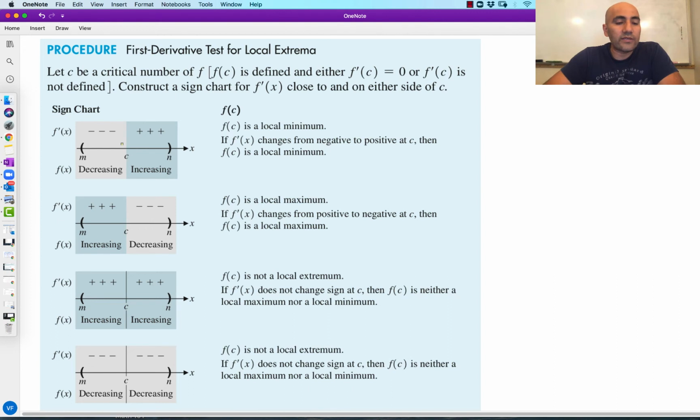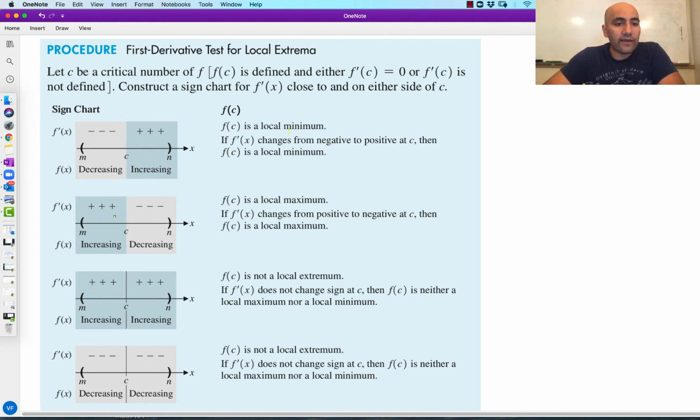And now we see a change in the sign of the first derivative. It was negative, and then it transitioned over to being positive, and we know that the value f of c exists. It's defined. So what we have here is that f of c is a local minimum, right? f of c is a local minimum because the slopes of the tangent lines change from having negative slopes to having positive slopes. Good. So that's a local minimum. If f prime changes from negative to positive at c, then f of c is a local minimum.